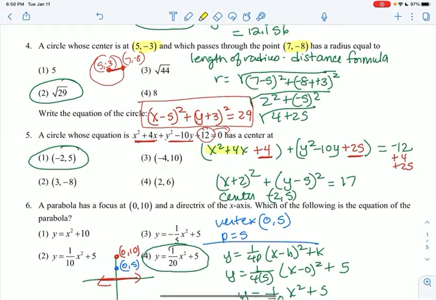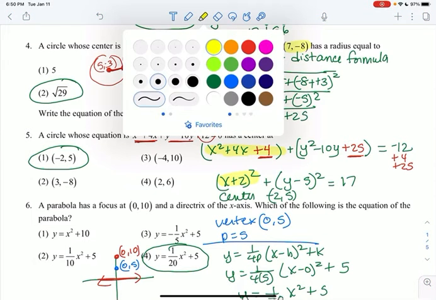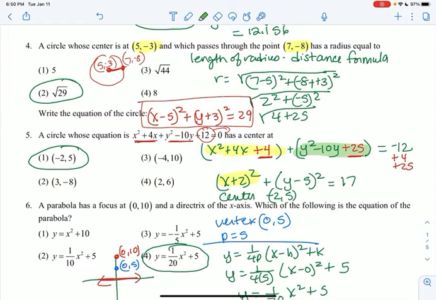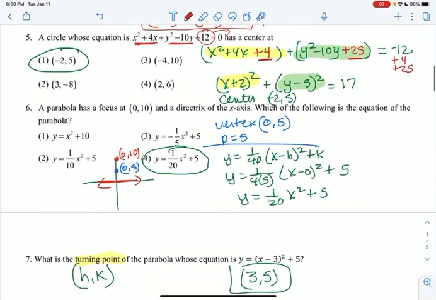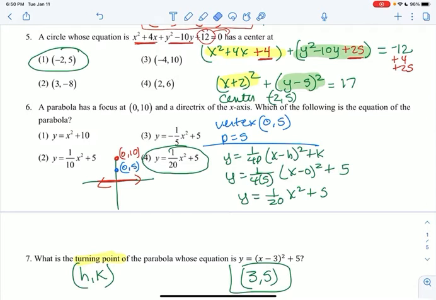So then all I do is I take each of those trinomials and I factor them. X squared plus 4x plus 4 factors to x plus 2 squared. And then I take y squared minus 10y plus 25 and I factor that. That factors to y minus 5 squared. And when I added up negative 12 plus 4 plus 25, I got 17. So my center is negative 2, positive 5. The center are the numbers next to the x and the y, but you have to remember to do the opposite signs.